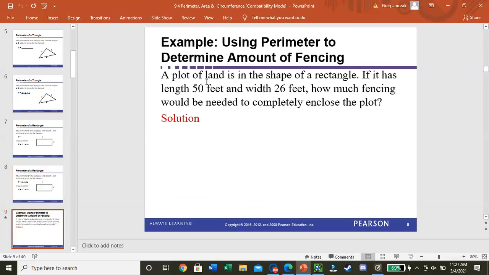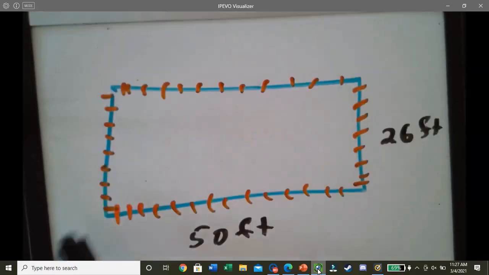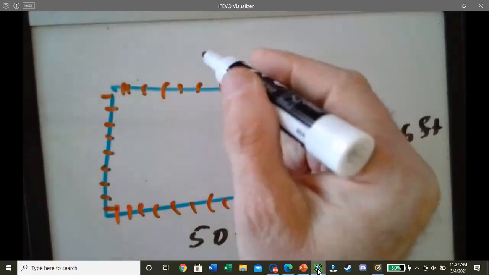Here we have a plot of land in the shape of a rectangle. If it has a length of 50 feet and a width of 26 feet, how much fencing would be needed to complete the plot? Here's our yard again, here's 50 feet and 26 feet. Well, if this side's 50, then this side's 50, right?